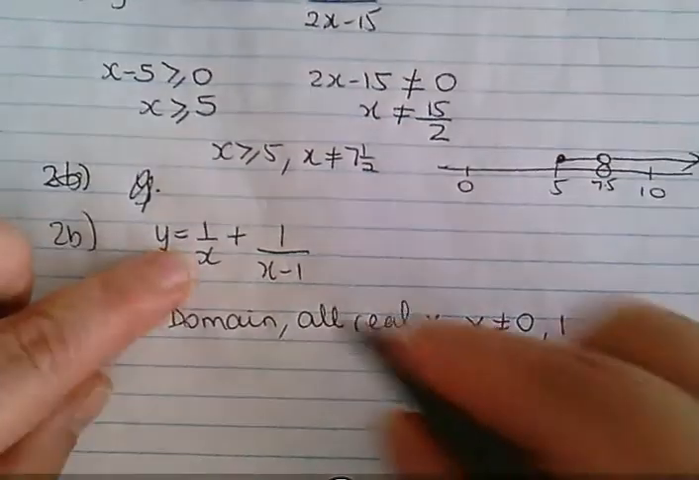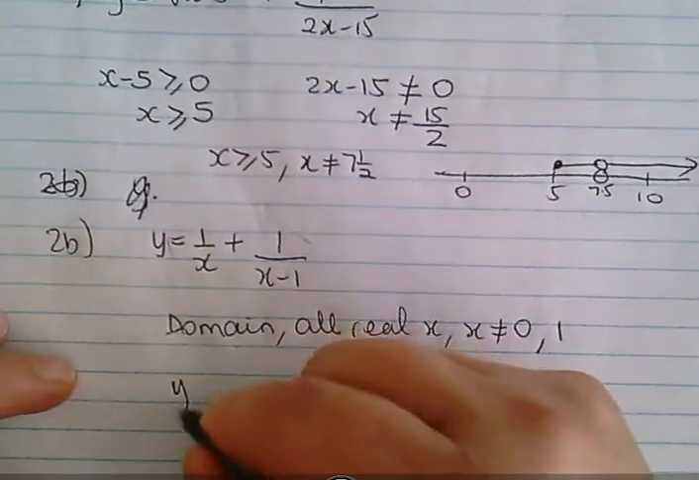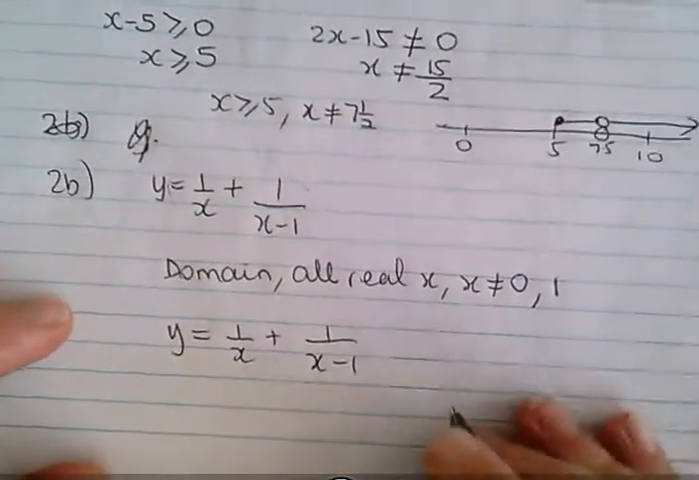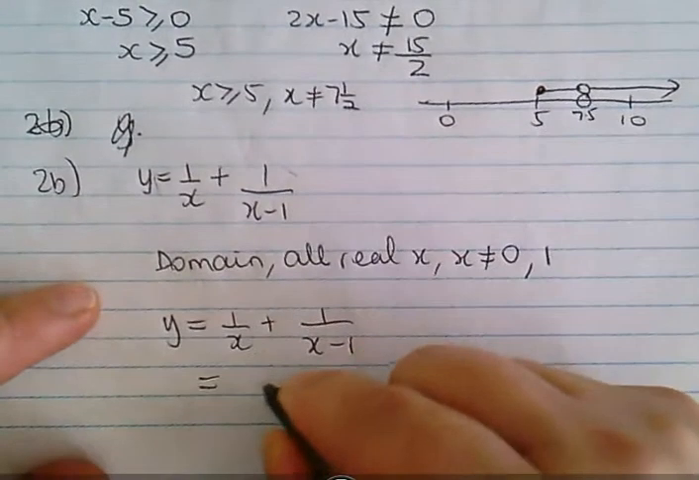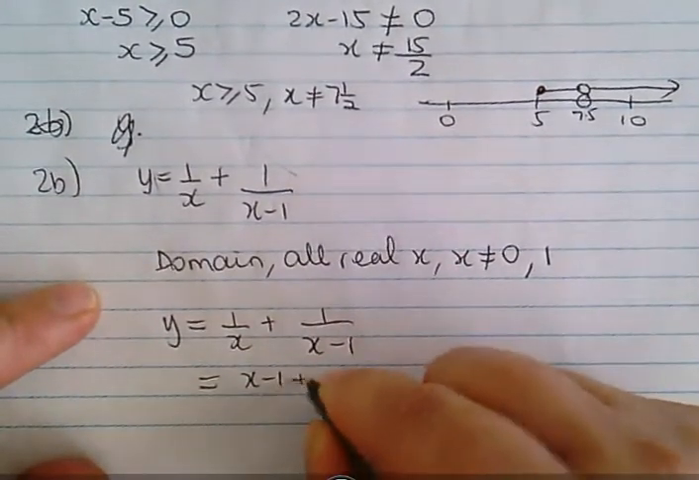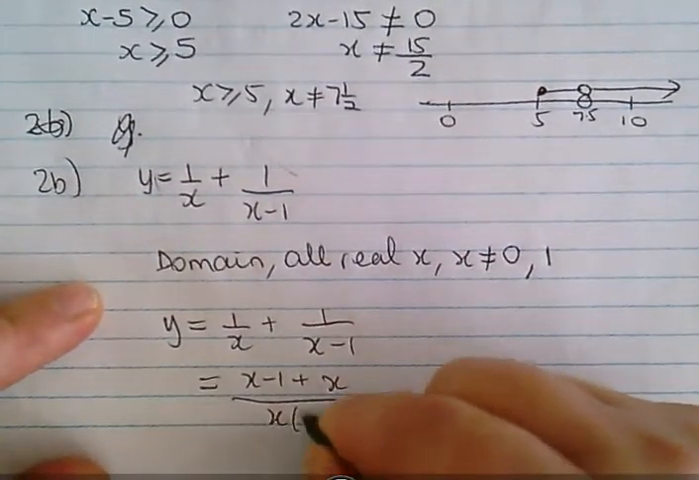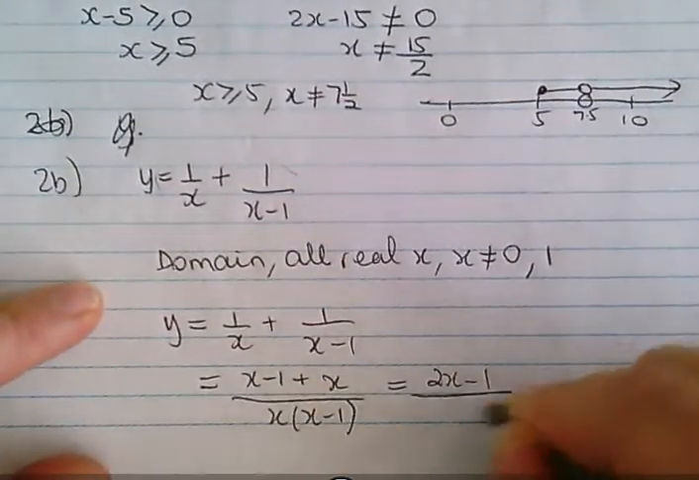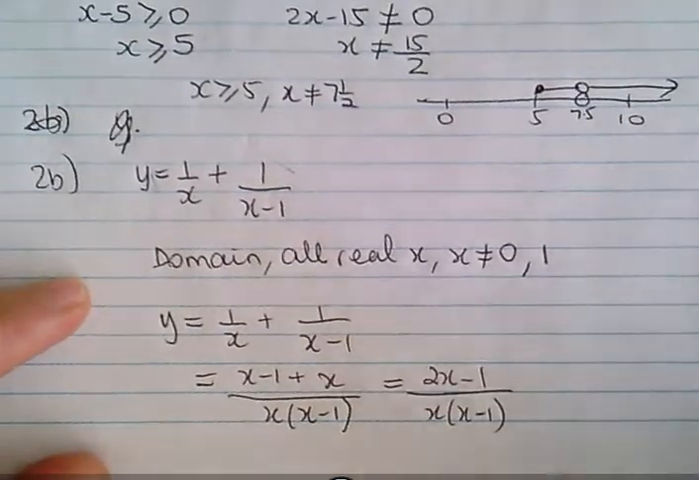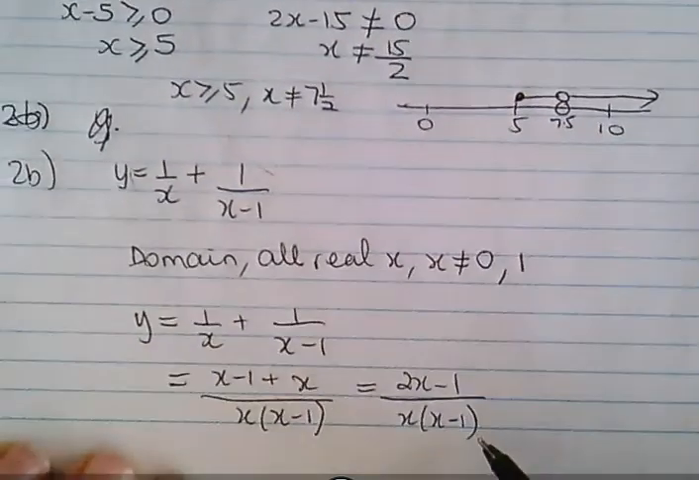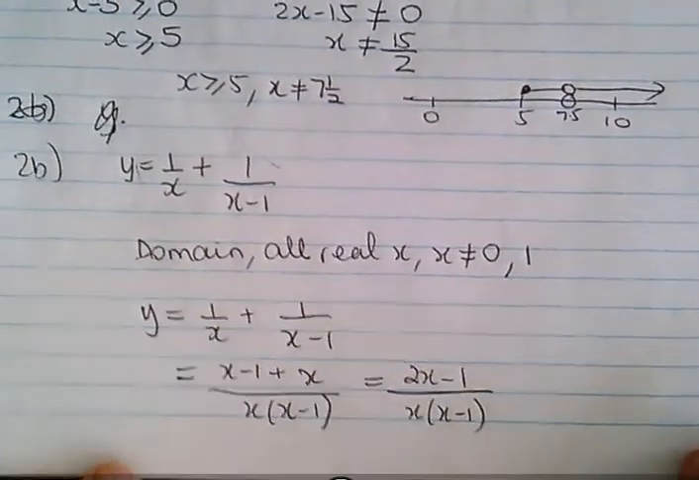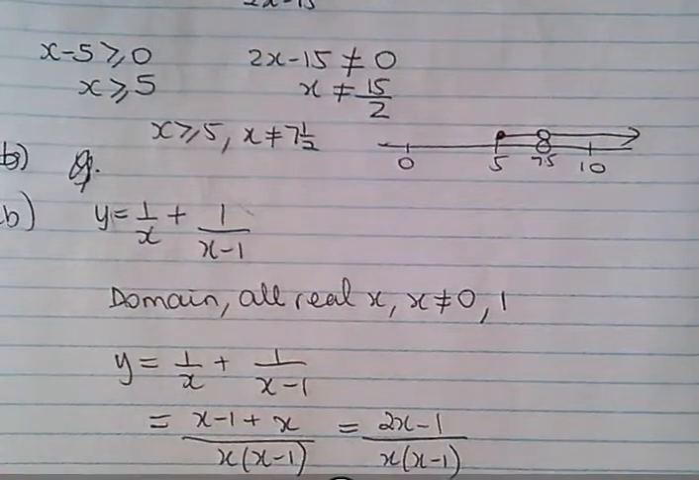Because this is the entire function, I could rewrite it like this: 1 over x plus 1 over x minus 1. Common denominator, isn't that x minus 1 plus x over x bracket x minus 1, which is 2x minus 1 over x bracket x minus 1. So that's actually what the function is. I'm still not allowed to have x is 0 or 1. Do you get it? Okay, so they're the same function.